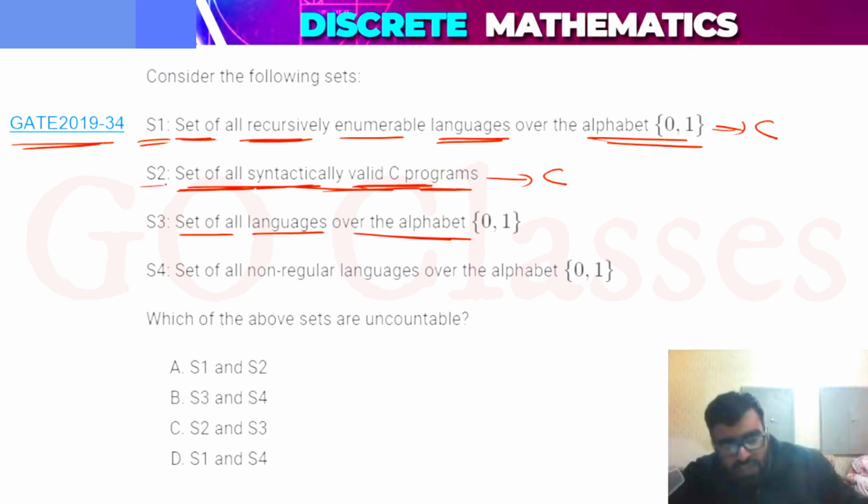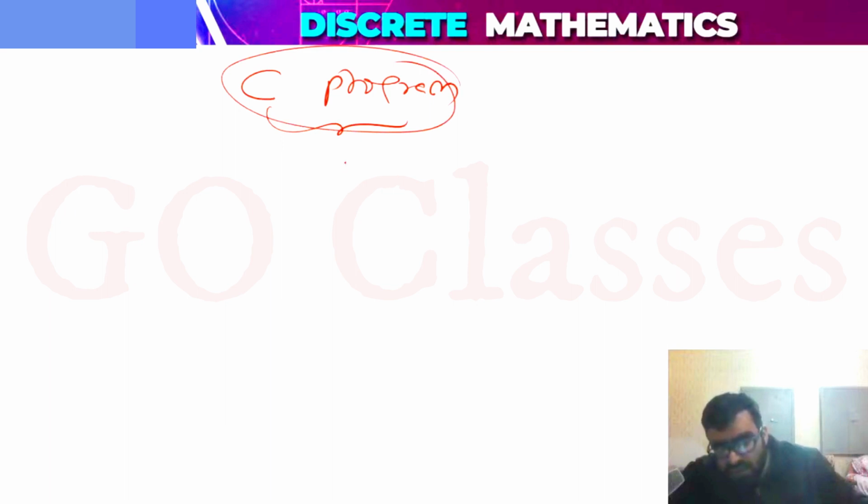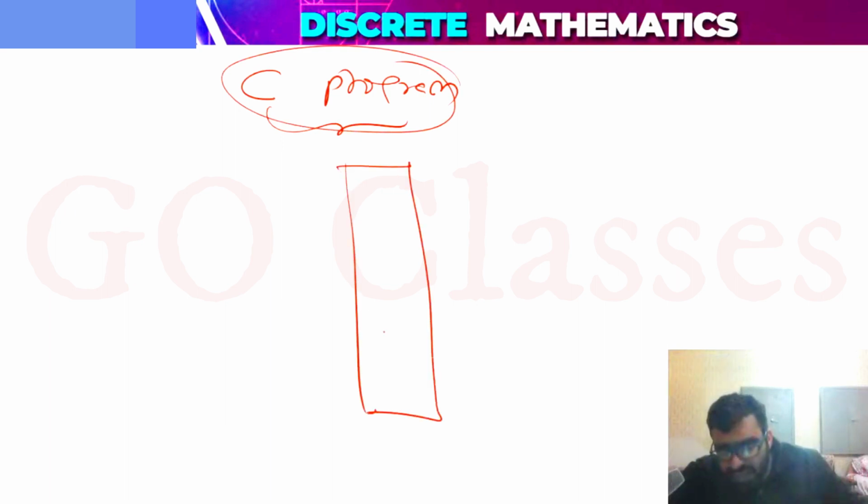Okay, let me tell you why this S2 is countable. Let me tell you again with another, different logic. Consider any C program, even if it is a very large program, it still is finite. A C program cannot be infinite, right?